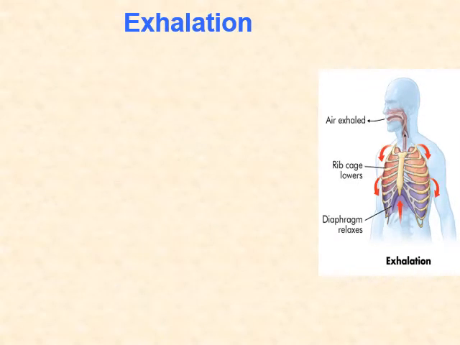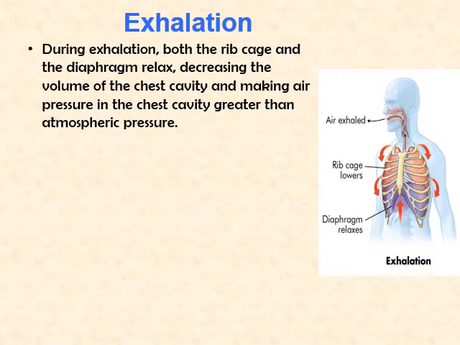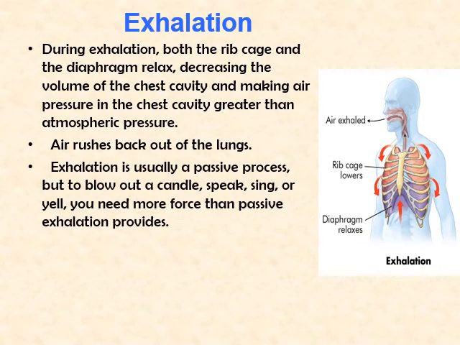Exhalation. Exhalation is the movement of air out of the lungs. During exhalation, both the rib cage and the diaphragm relax, decreasing the volume of the chest cavity and making air pressure in the chest cavity greater than the atmospheric pressure. This leads to the movement of air out of the lungs.